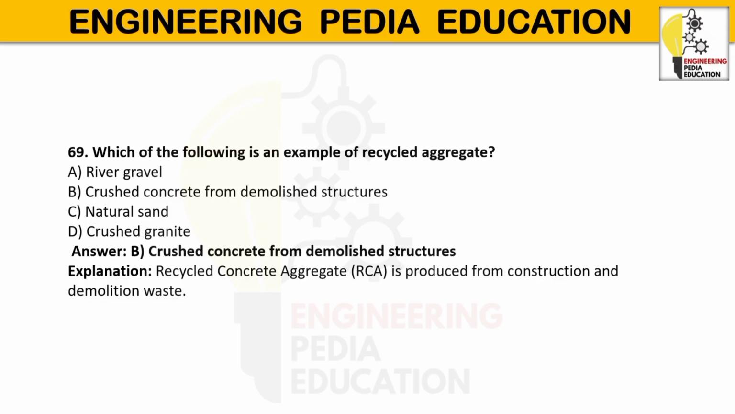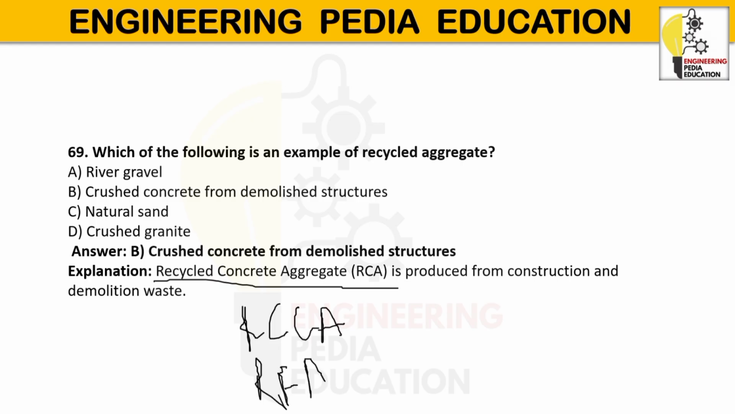RCA can also be categorized into RCCA, that is recycled concrete coarse aggregate, and RFA, recycled fine aggregate. The material passing the 4.75 mm sieve is called RFA, and what is retained on the 4.75 mm sieve is called RCCA, recycled concrete coarse aggregate.